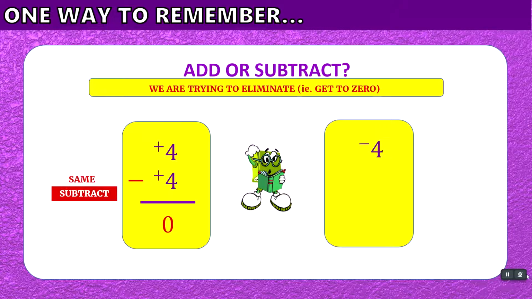What about if you had a minus 4 and a plus 4? How do we use minus 4 and plus 4 with addition or subtraction to get the answer of 0? If I had minus 4 and I subtracted 4, I would not end up with 0. But if I had minus 4 and I added a plus 4, I will end up with 0. And so we add when the signs are different.